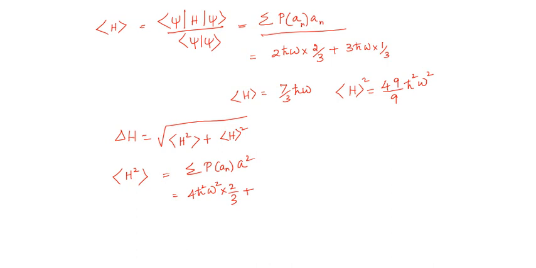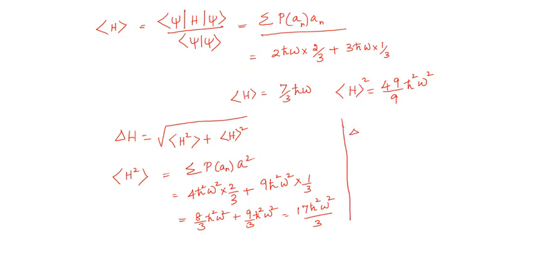And 9 h cross squared omega squared. You are squaring the energy into that probability. 8 by 3 h cross squared omega squared plus 3, or 9 by 3, h cross squared omega squared. Total you will be getting 17 h cross squared omega squared by 3.